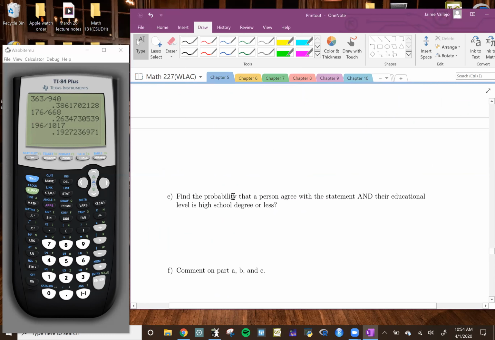So for E, it says find the probability that a person agrees with the statement and their education level is high school degree or less. So for this one, what seems to be the key word that tells us this is not a conditional probability? Cool. And perfect. Thanks, Lois. So it's the and portion. So since it's an and statement, that means you divide by the total.